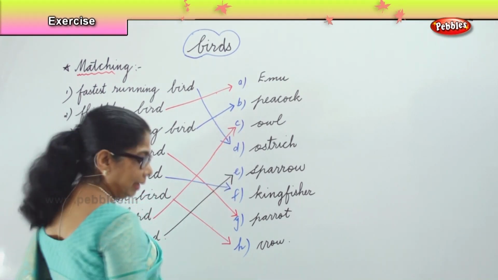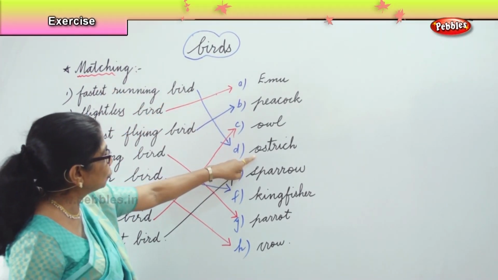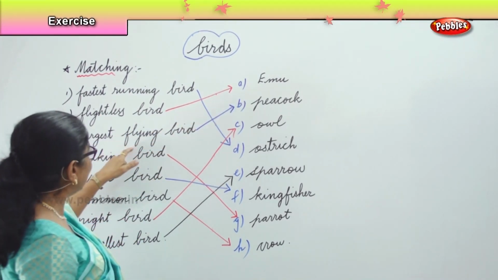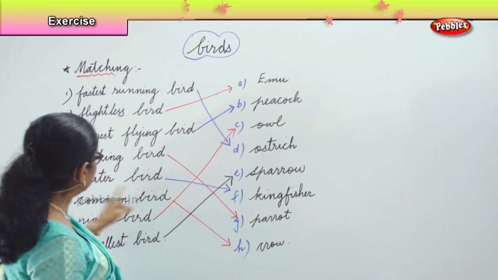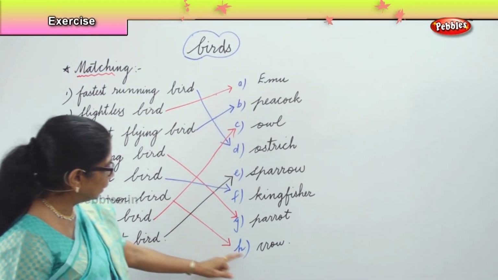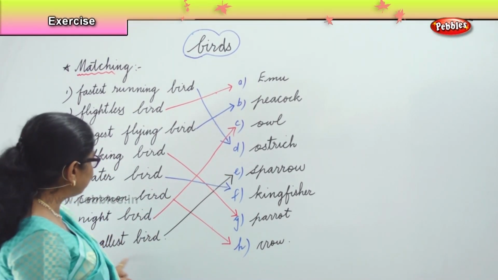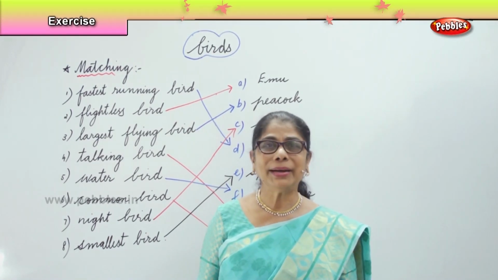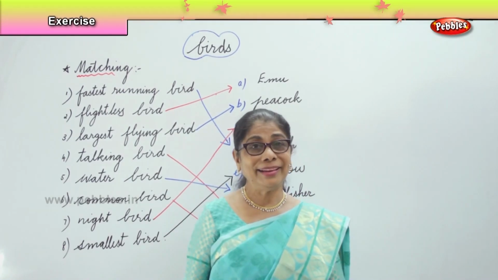Okay, let's look at once again what we have done. The fastest running bird is an ostrich. The flightless bird is an emu. Largest flying bird is a peacock. Talking bird is a parrot. Water bird is a kingfisher. Common bird is a crow. The night bird is an owl. And finally, the smallest bird is a sparrow. So we learn to match the bird with the kind of work it does, either talking, flying, or running.